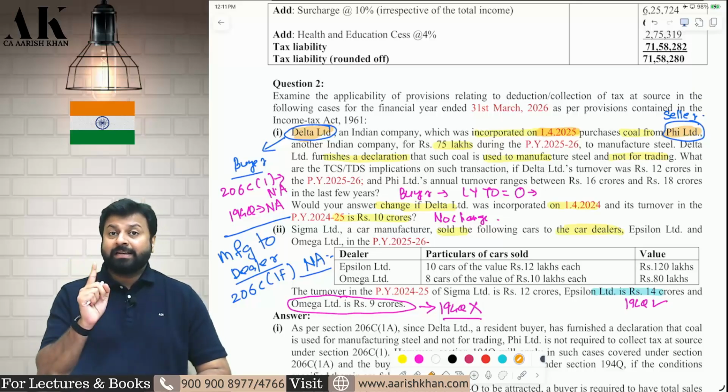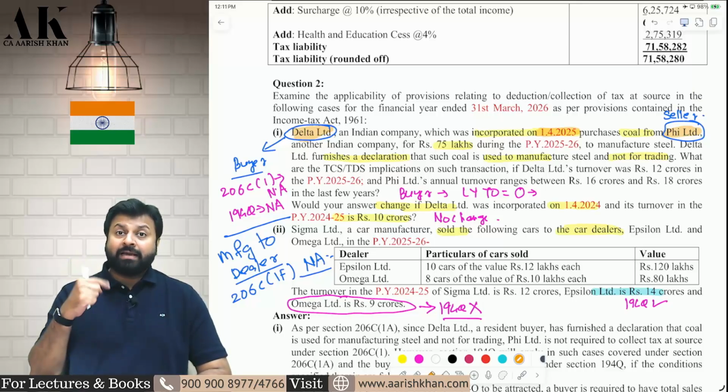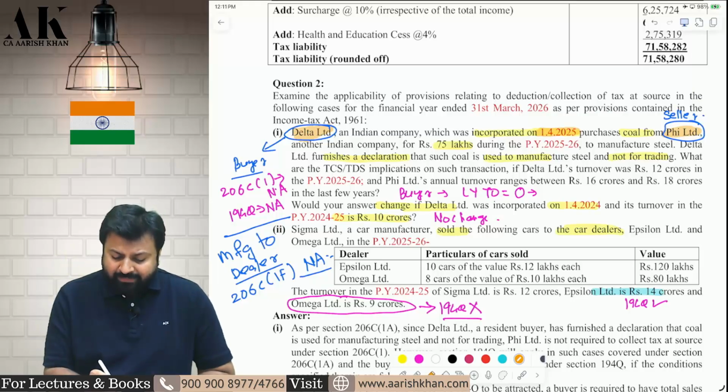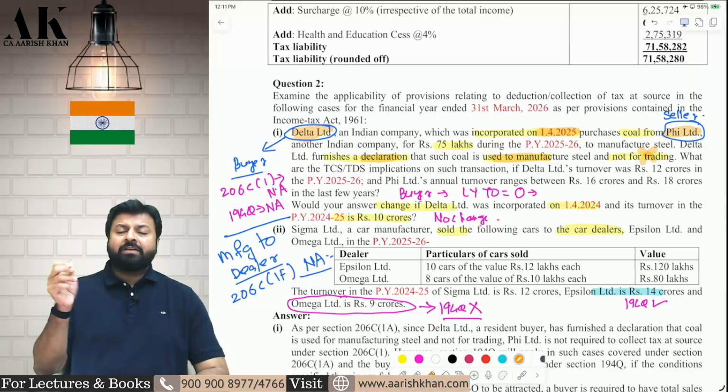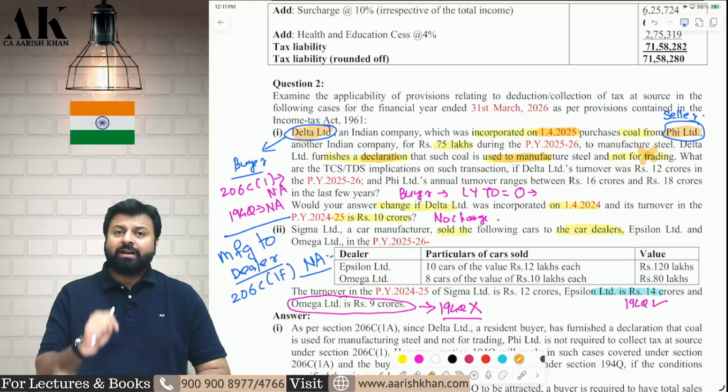But there is a relaxation from collecting TCS if the buyer is a resident and the buyer gives a declaration that he will use this coal for manufacturing or power generation and not for trading. In this case, the buyer is giving a declaration that he will use this coal for manufacturing and not for trading. Therefore, the seller will not collect TCS. But in that case, the buyer is liable to deduct TDS under 194Q.